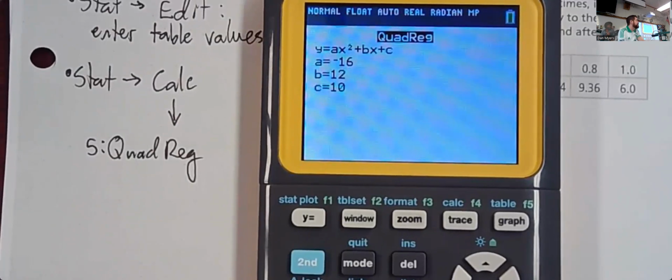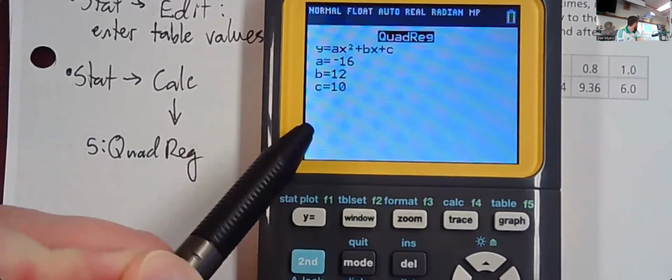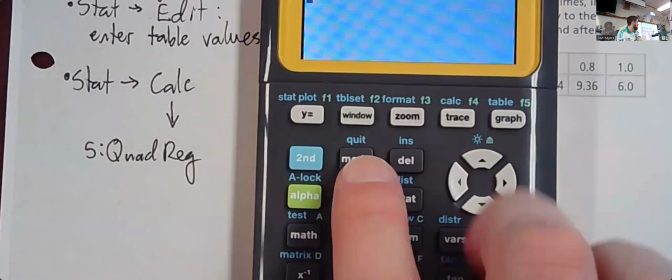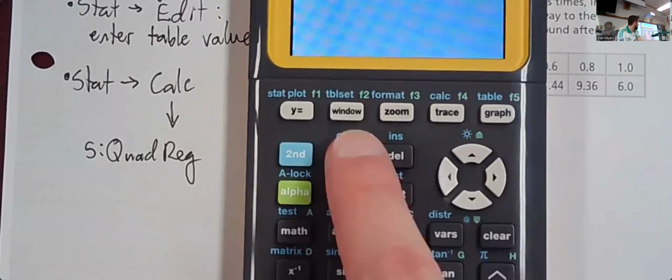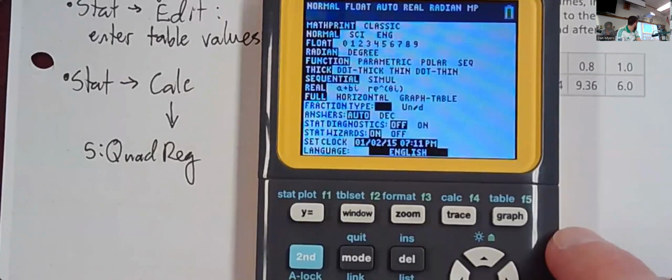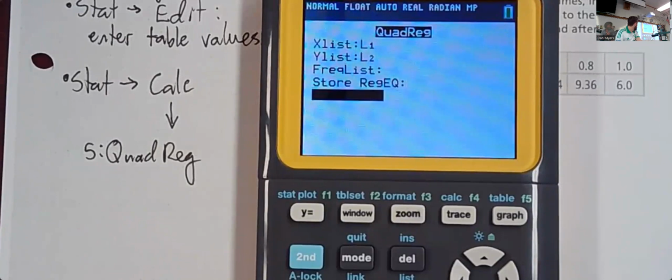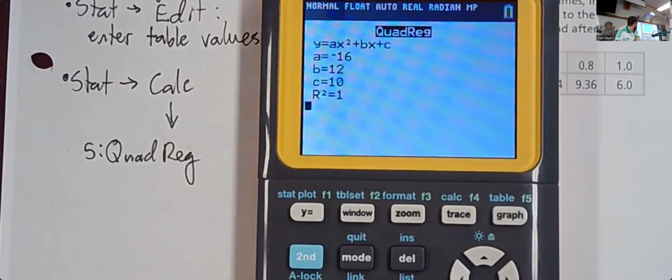And if yours looks like mine, that's fine. However, it's always a good idea to have the values of R, or in this case, R squared, because we're looking at quadratic instead of linear. So if yours looks like mine, where you don't have values of R or R squared underneath here, we need to go to mode. So if you don't have those extra values underneath A, B, and C, click the mode button. Scroll down to stat diagnostics, which is right here. Click on, make sure those are on. Then go back to stat, calc, option 5, quadratic. And then we'll have our values.